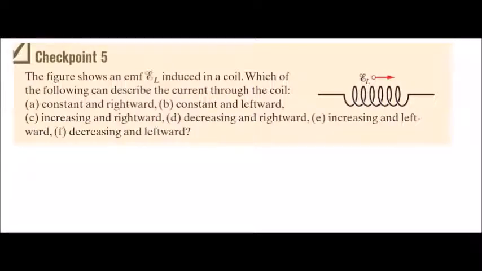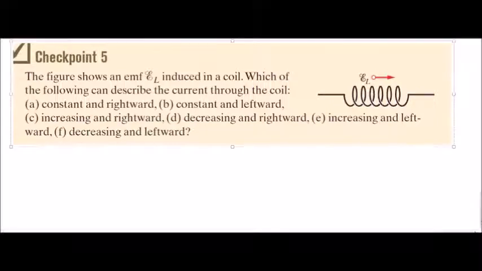Let's solve now this checkpoint on inductor. So here in this inductor, shown like that in the circuit, we have the EMF. The induced EMF in this coil is in this direction. Okay? So which of the following can describe the current through the coil? So we have a current through the coil, and because of that, we have an induced EMF in this direction. So what are the situations that we have?